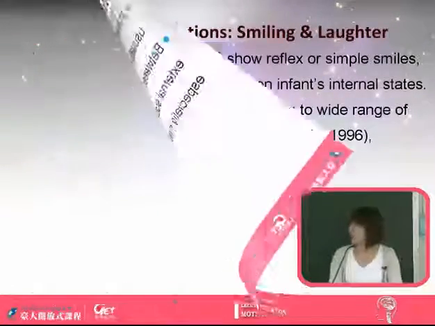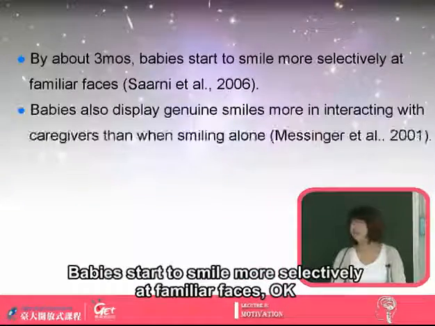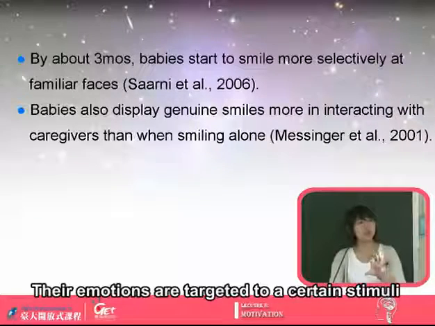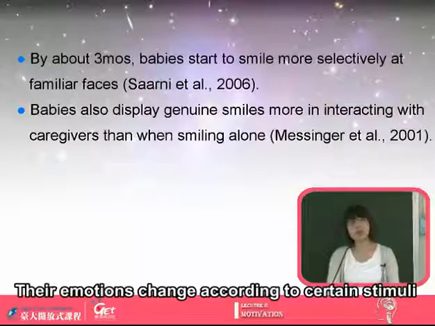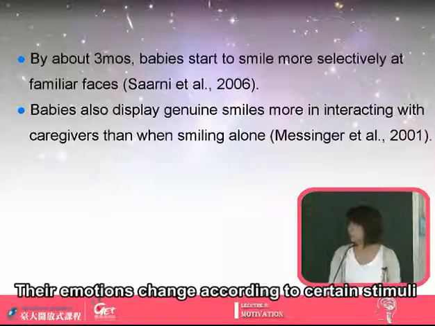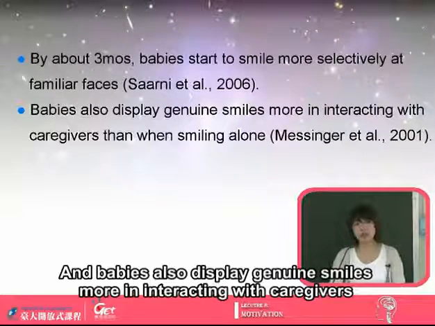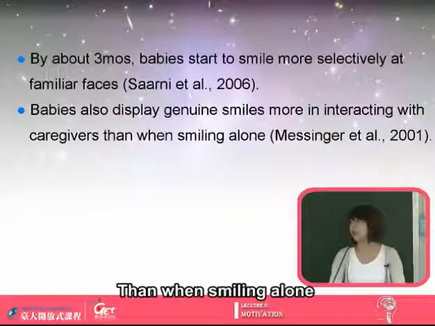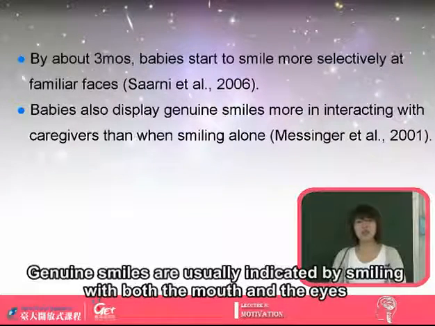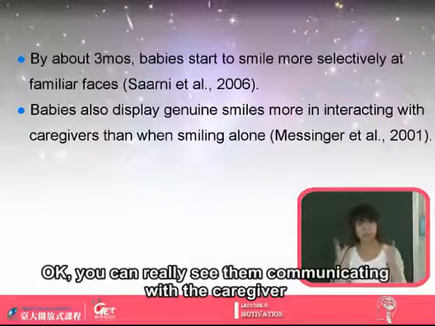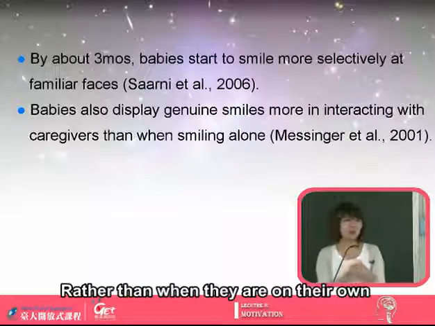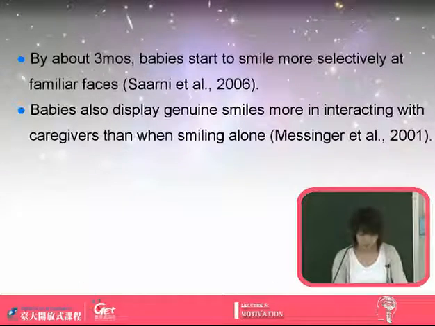And by about 3 months, babies start to smile more selectively at familiar faces. Okay? Their emotions are targeted towards certain stimuli. Their emotions change according to certain stimuli. And babies also display genuine smiles more in interacting with caregivers than when smiling alone. Genuine smiles are usually indicated by smiling with both the mouth and the eyes. Okay, you can really see them communicating with the caregiver rather than when they are on their own.